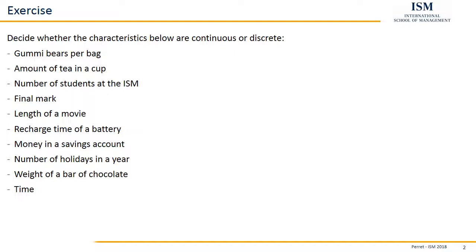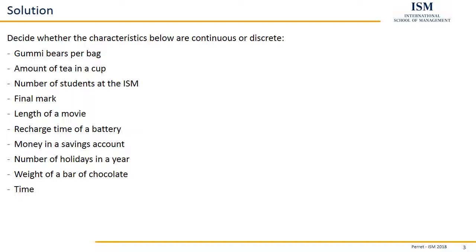Let's take a closer look at the exercise. Decide whether the characteristics below are continuous or discrete: gummy bears per bag, amount of tea in a cup, number of students at the ISM, final mark, length of a movie, recharge time of battery, money in a savings account, number of holidays in a year, weight of a bar of chocolate, and time.